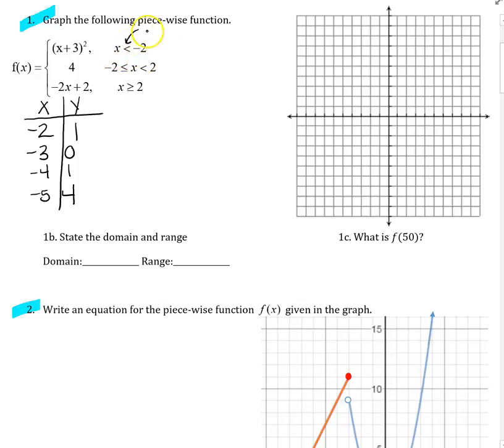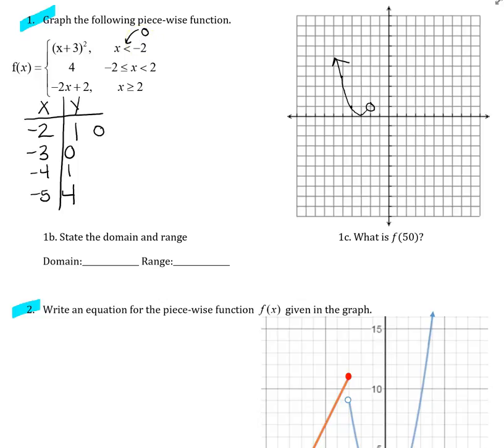Now, at -2, 1, this is just x less than -2. Because it's just less than, that means it's going to be an open circle. So I'll write a little open circle next to it so I know how to graph that. Okay, as I go, I'll just graph this. I've got -2, 1, an open circle. -3, 0. -4, 1. -5, 4. And I add an arrow because this is going to continue. It'll look something like that.